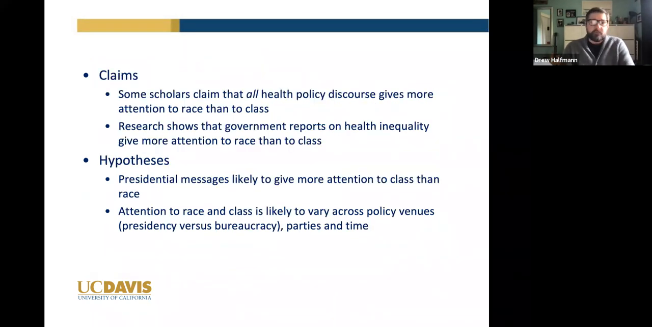Okay, so just to review, we have two claims. Some scholars are arguing that all health policy discourse gives more attention to race than class.